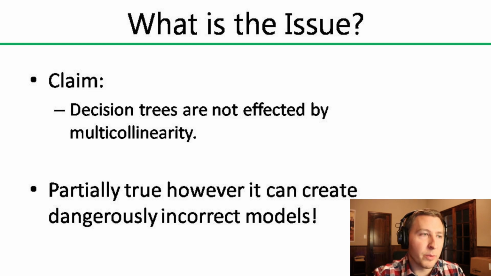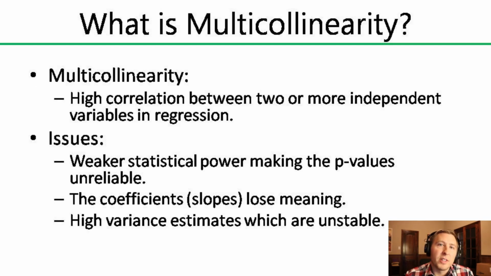So let me explain in a little more detail why this is important and why it will actually bite you and build poor models, and they will fail because you have multicollinearity in your decision trees. So first off, let's define what multicollinearity is. It's high correlation between two or more independent variables in a regression. If you have a regression equation, y equals alpha plus beta 1 x1 plus beta 2 x2, the x1 and the x2 are two independent variables. If they are highly correlated, it's going to be multicollinear.